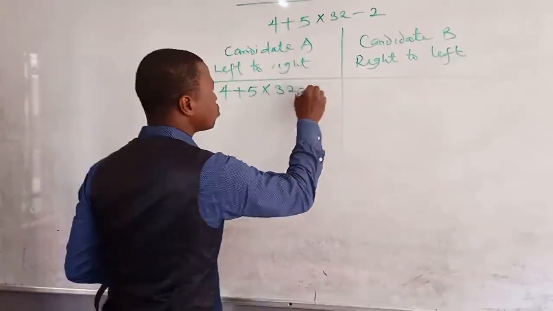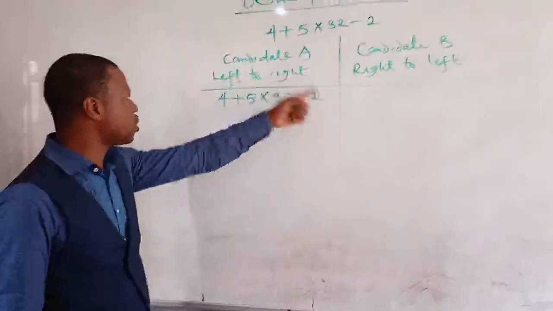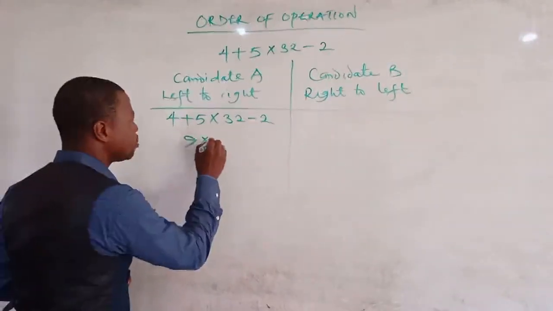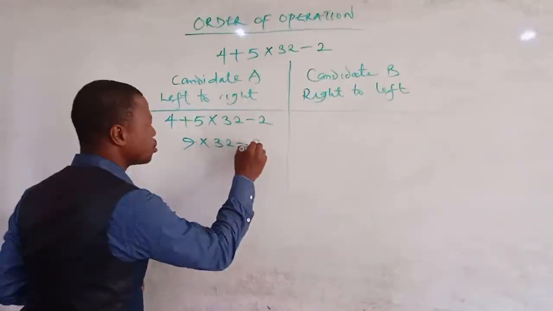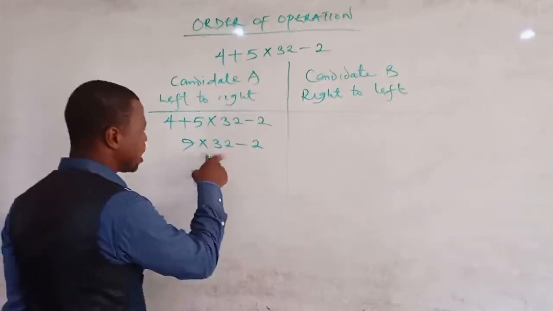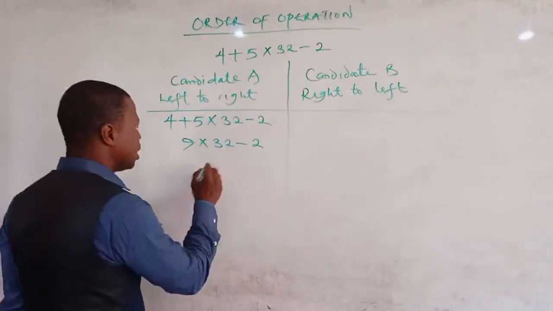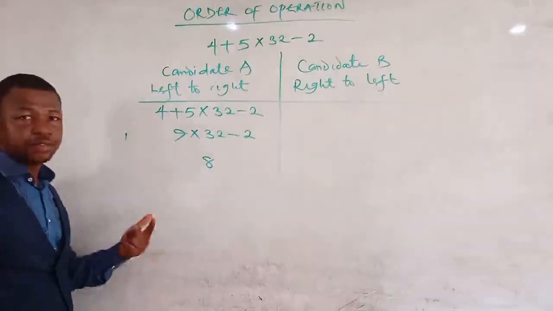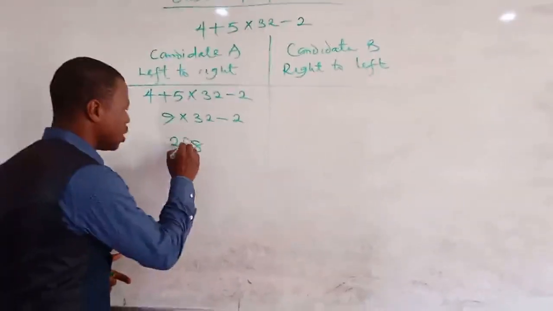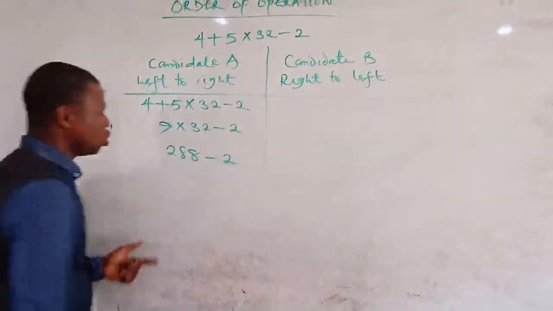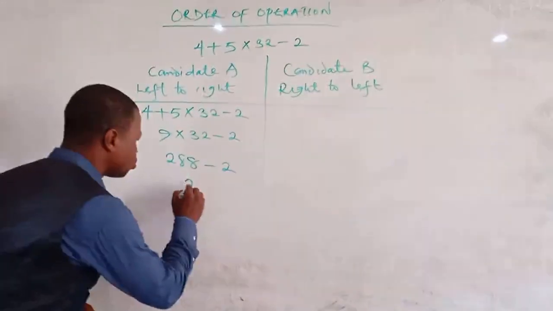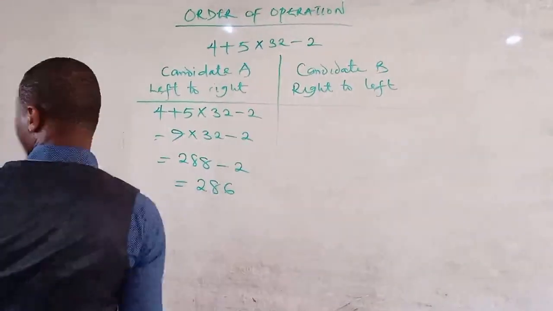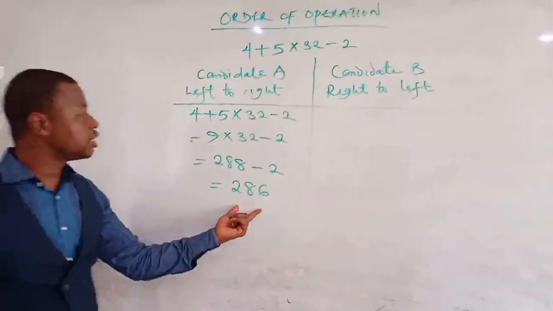4 plus 5 multiplied by 32 minus 2. So solving from left to right would mean 4 plus 5, that is 9, multiplied by 32 minus 2. Then 9 multiplied by 32: 9 times 2 is 18, you keep 1. 9 times 3 is 27, plus 1, 28. So we have 288 minus 2, we have 286. So candidate A has 286.